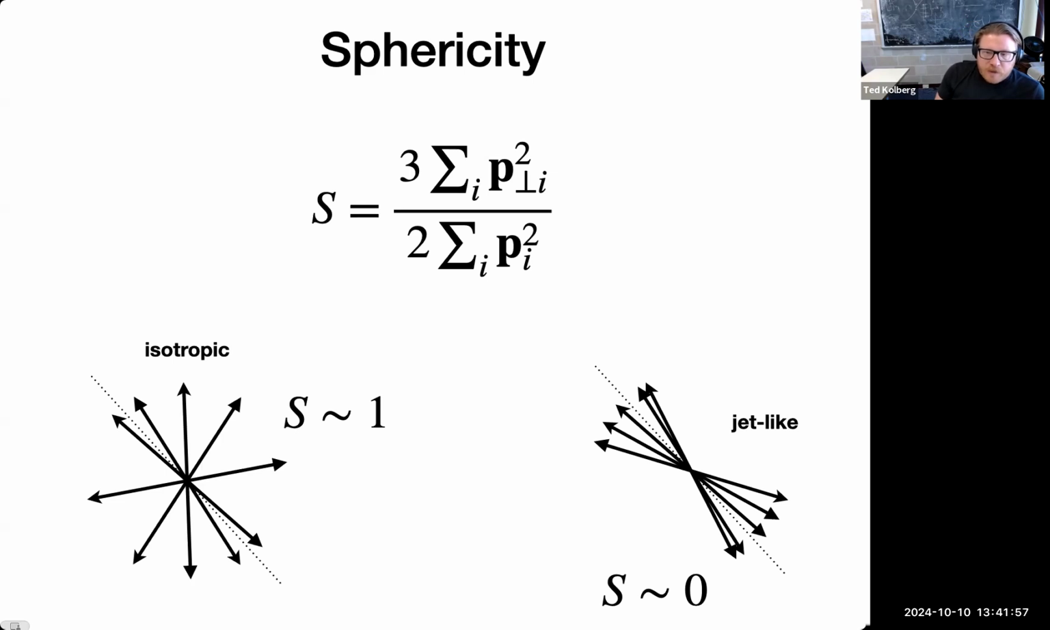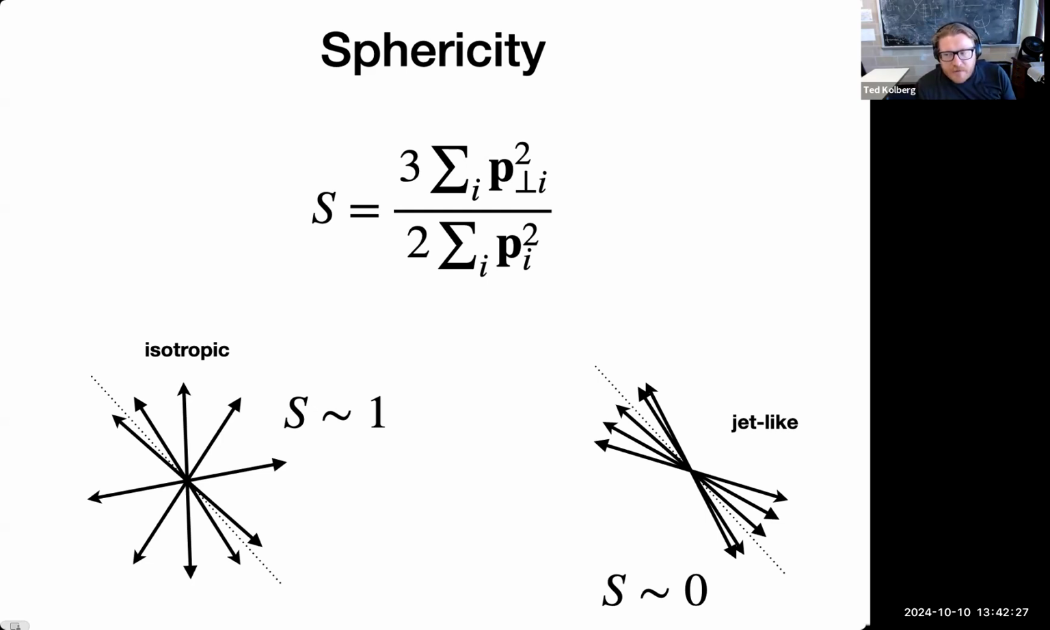So you can sum up all of the energies, all of the momenta perpendicular to that axis, and divide by the sum of the squares of all the momentum in the event. If the spray of particles is totally isotropic or spherical, in the sense that there's no preferred direction to the event at all, then this sum should be close to 1, with the factor of 3/2 serving to normalize over the number of available dimensions.